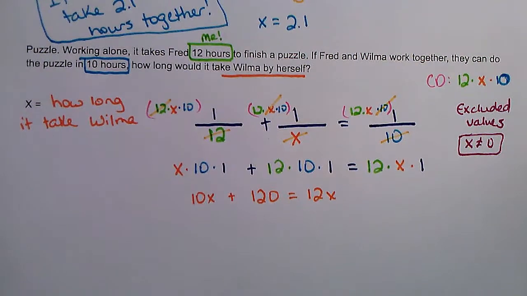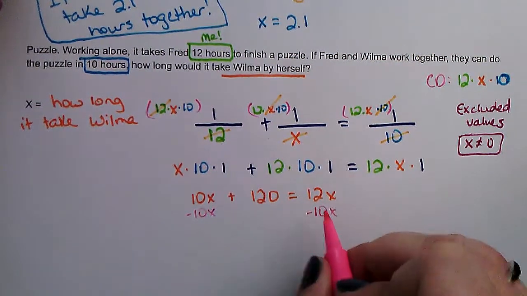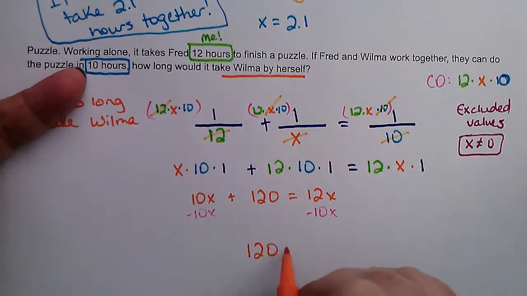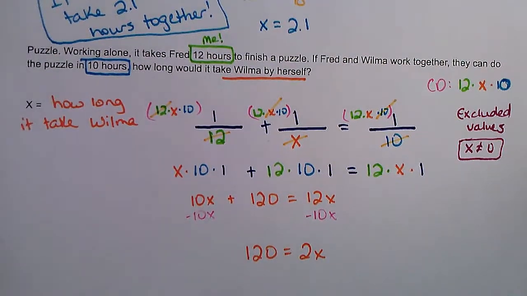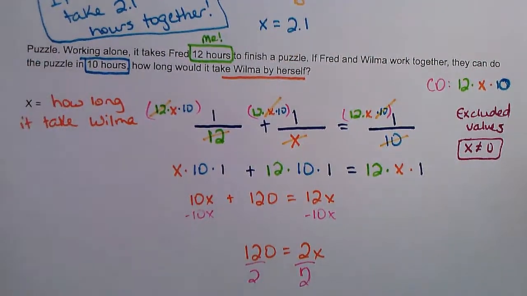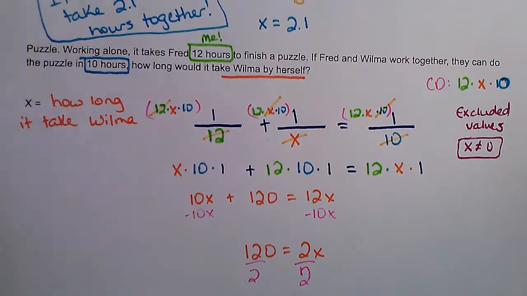So now I need to get my like terms on the same side. Since 10X is over here and 12X is over here, let's just move this one to that side since this one has an X and this one has a number. We don't want the X's and the numbers on the same side, so we'll just scooch them. So 120 equals 12X minus 10X is 2X. Then we divide by our coefficient of 2. So 60 equals X, or X equals 60.